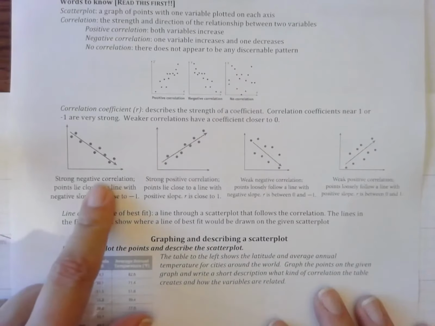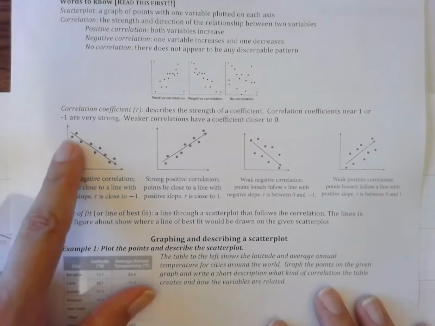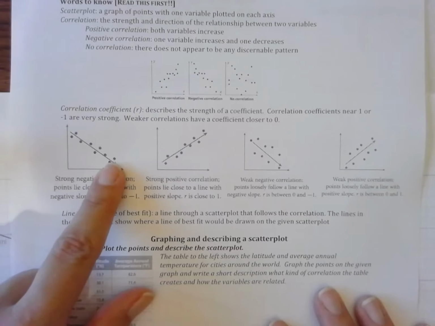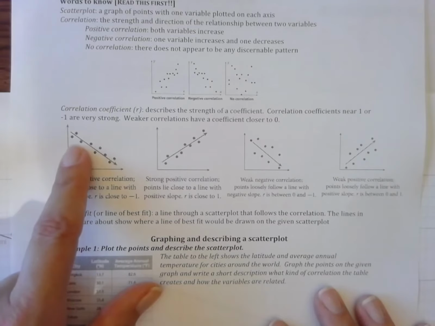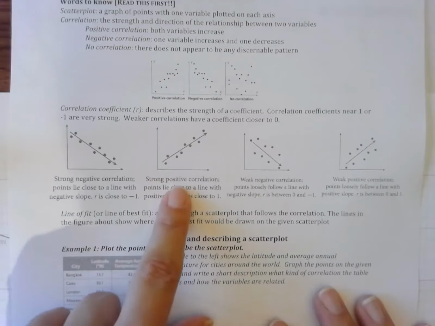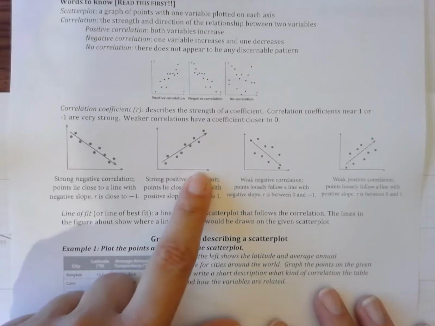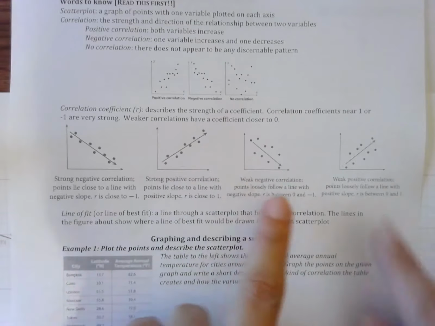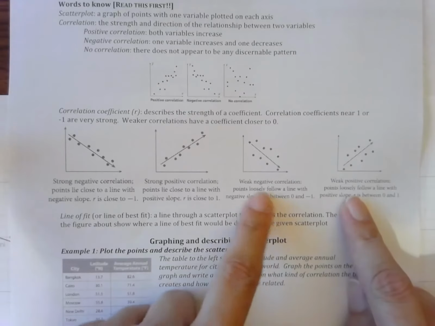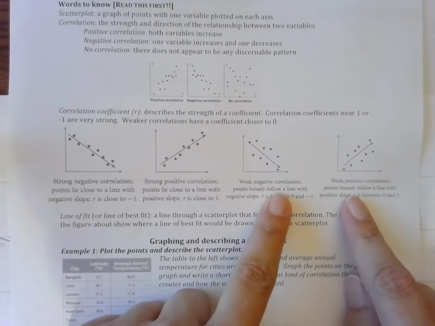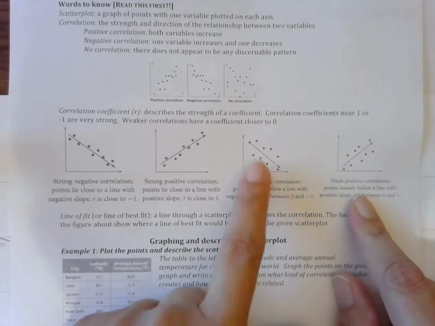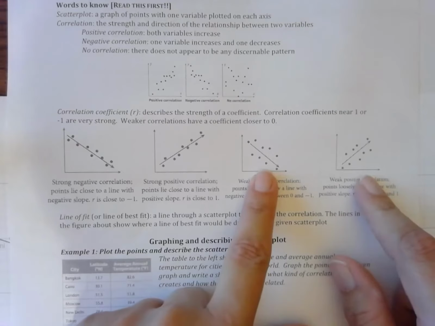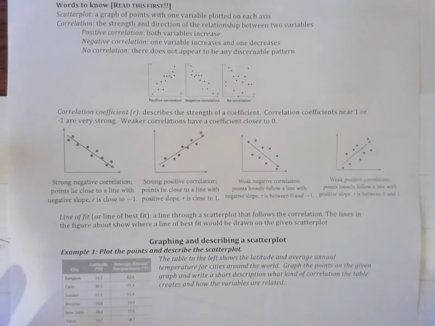So if we see a strong negative correlation, the graph goes down as we go left to right across, and the points are all very close together. A strong positive correlation goes up as we go across the graph from left to right, and the points are still very close together. For weak correlations, they're still going to go down left to right for negative and up left to right for a positive, but the points are just going to be scattered out a little more. They're not going to be real close together.